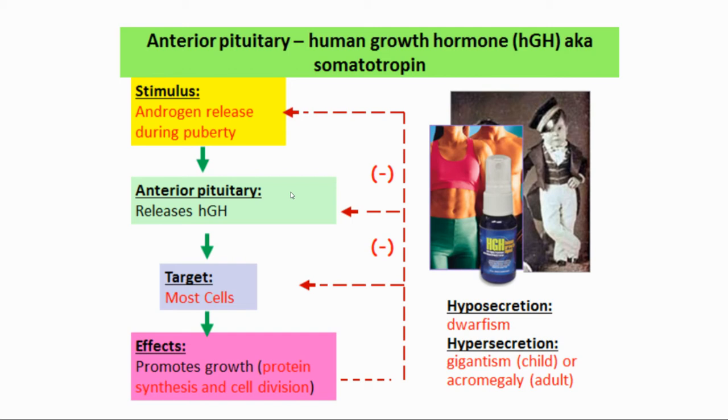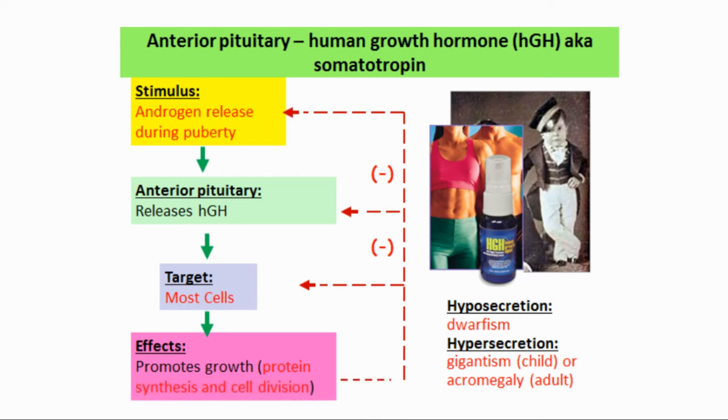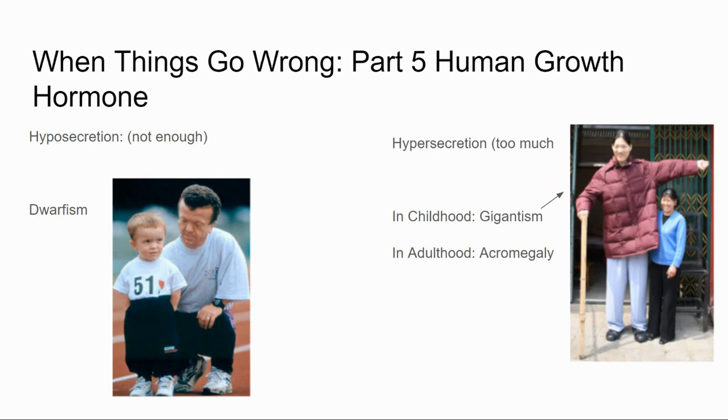So now let's go back in our notes and pop up to page 15, when things go wrong in the anterior pituitary. So what I want to talk about now is when hGH doesn't go right, what happens? You can see here there's two words, hyposecretion, which we would have talked about as too little, and hypersecretion, which means too much. So you have two spaces to write about both of these. So let's talk about when things go wrong, part 5, human growth hormone.